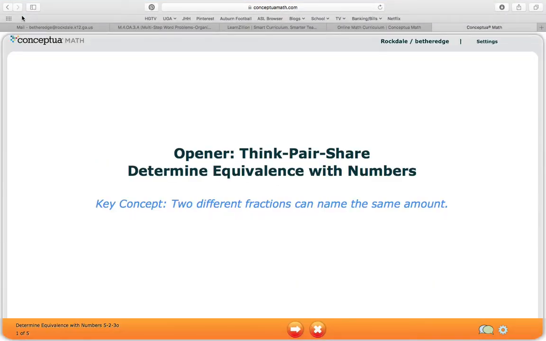This is the video for Group 2. Make sure you are in Group 2. So for this group, we're going to be working with fractions. We're going to be looking at comparing fractions.